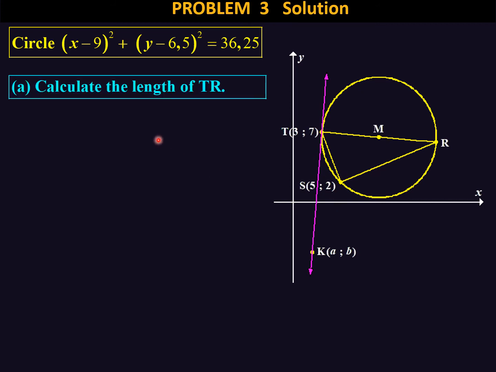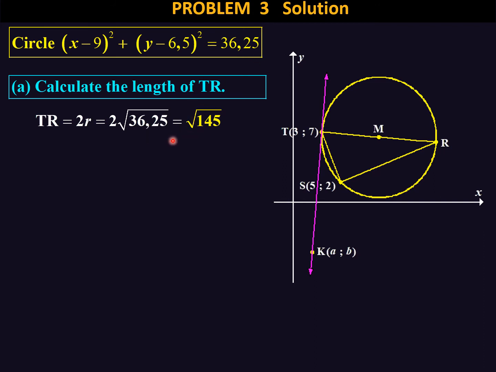So the first question, calculate the length of TR. Let's see, where's TR? There's T and there's R. So that's just the diameter, right? So diameter is twice the radius. And what is my radius here? Radius is the square root of 36.25. And I just have to double it. That's very easy. So it's twice the radius. So there's twice, that's the radius. I can read it off from my given equation.